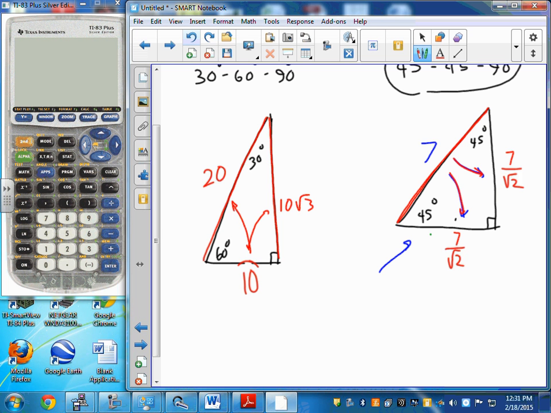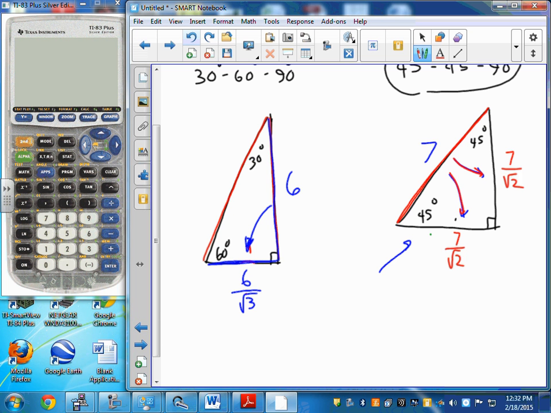Okay, so that's not too bad. The trickiest one, I suppose, would be if I gave you the longer of the two legs, and you had to find all 3 of them. So let's suppose you were given this longer leg as 6. Now, the square root of 3 still appears, but it doesn't make any sense to multiply by the square root of 3. Instead, we're going to divide by the square root of 3.